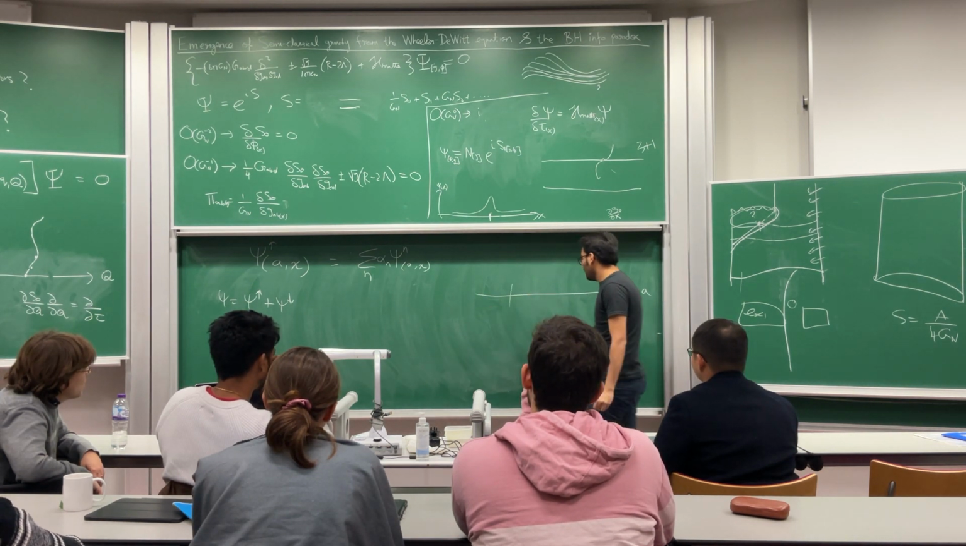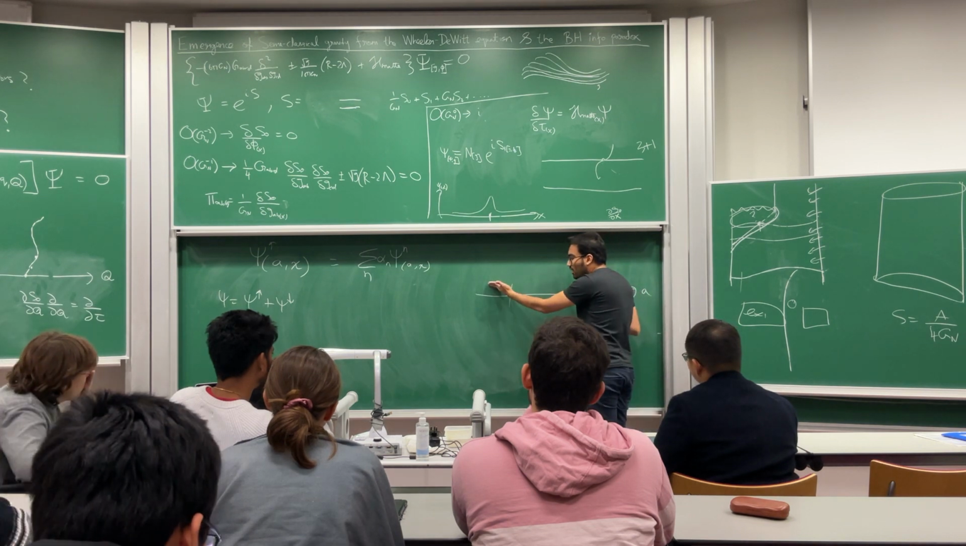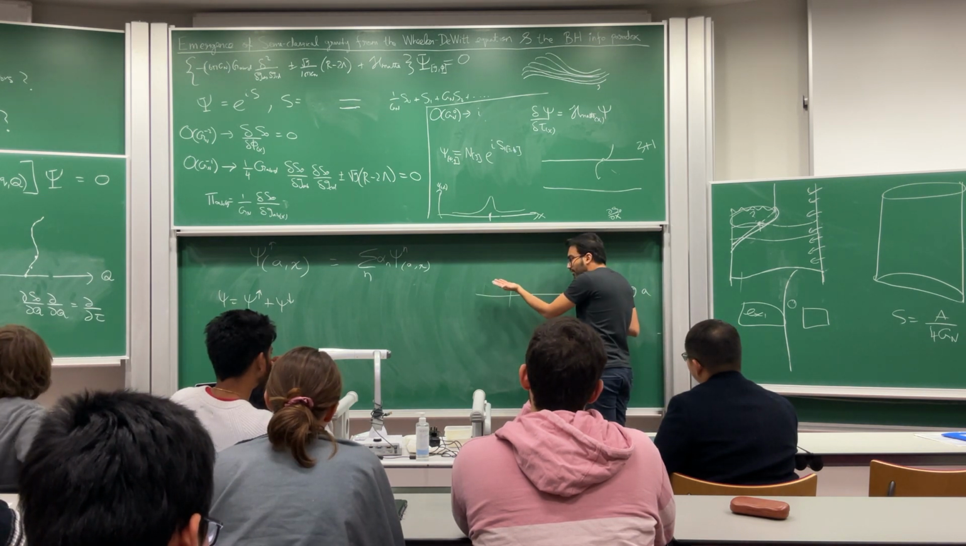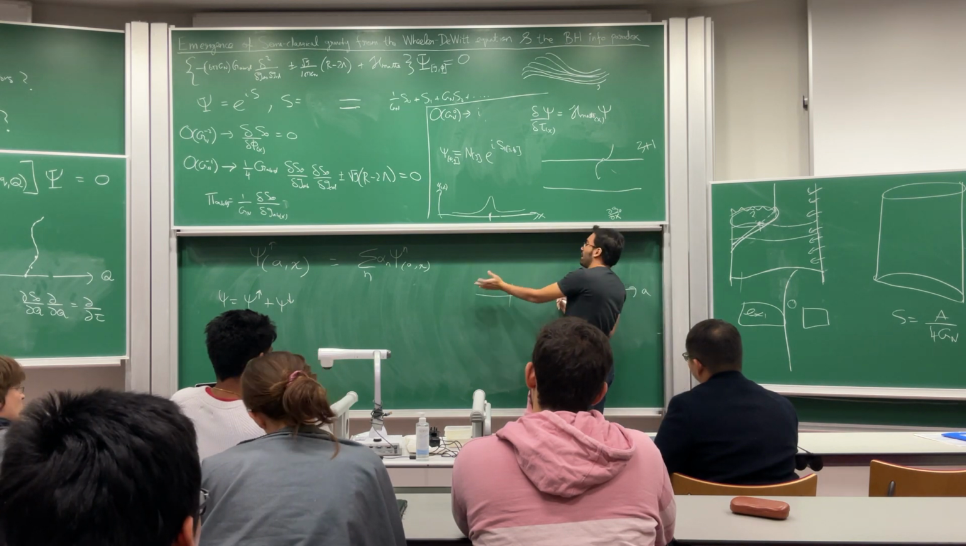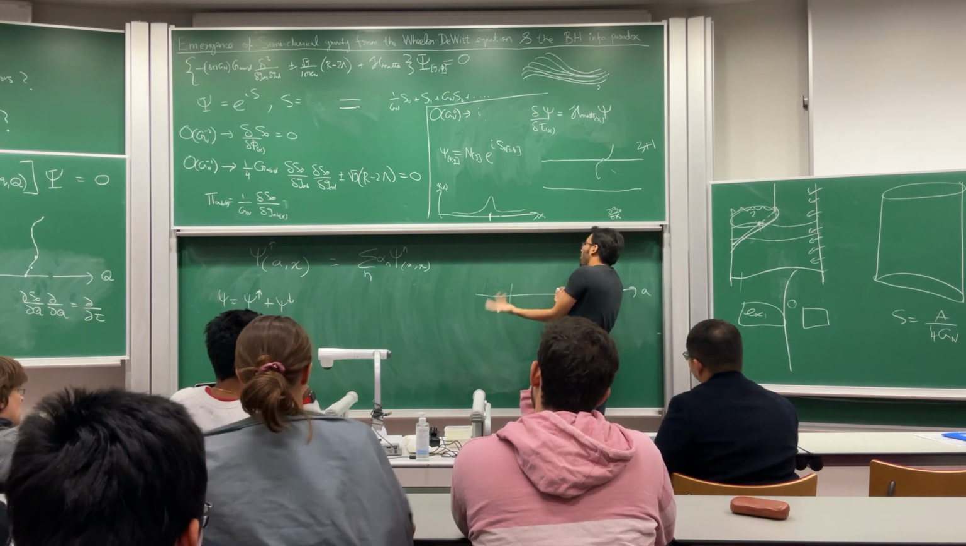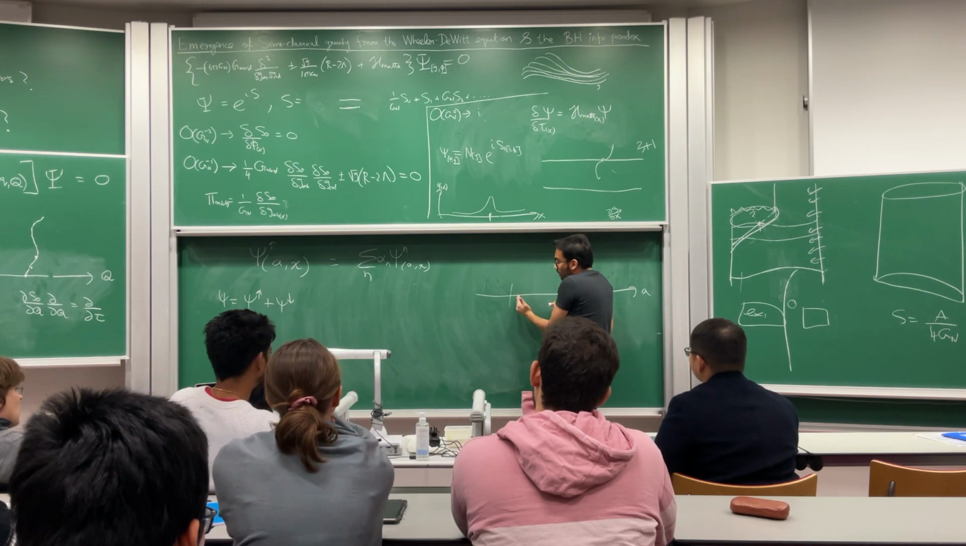So my question is, if WKB does not hold over here, the way I would think about it is that you do not have a classical spacetime here. You only have a classical spacetime here. Then when you don't have a classical spacetime and you do not have a notion of time, what does it mean to ask questions like, what is before this?